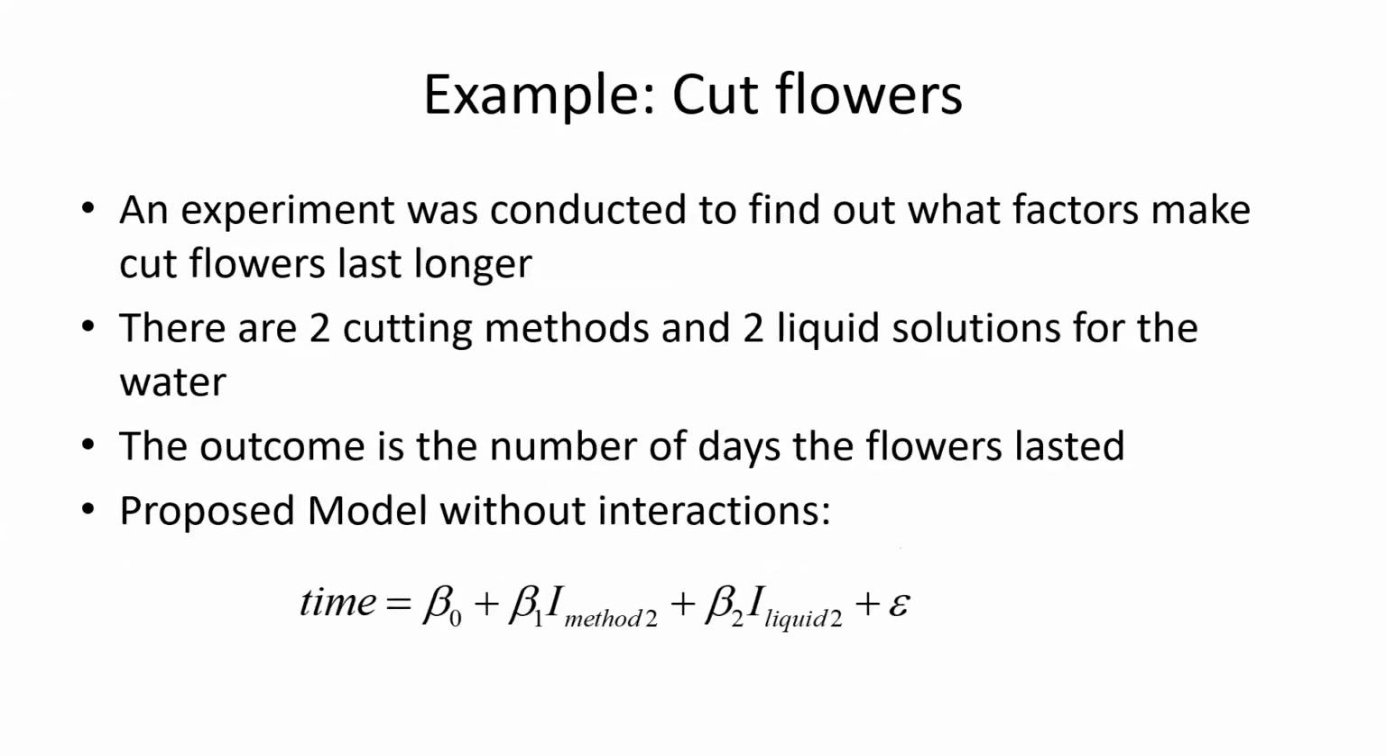First example, cut flowers. It was an experiment to find out what factors make cut flowers last longer. Specifically, we experimented with two cutting methods and two liquid solutions to be added to the water. The outcome is the number of days the flowers lasted. Just adding those two indicator variables without interactions into the model, we have here time in terms of number of days, an indicator of method 2, and liquid 2.